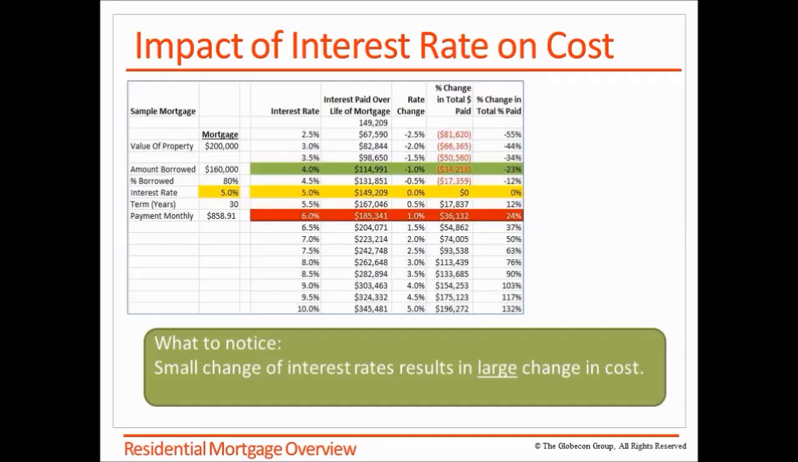Now, if that interest rate was reduced to 4%, you're going to save $34,000 over the life of the loan. But if that interest rate is increased to 6%, you're going to pay an additional $36,000 over the life of the loan. So you see how interest rates, just minor decreases or increases in interest rate, can have a drastic impact on the change in the cost that you have on your overall mortgage.